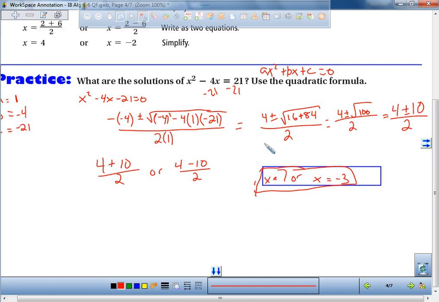I know a lot of you like to use just a formula instead of factoring or completing the square or using square roots. Okay? This is just another way of solving quadratic equations and finding the solutions.